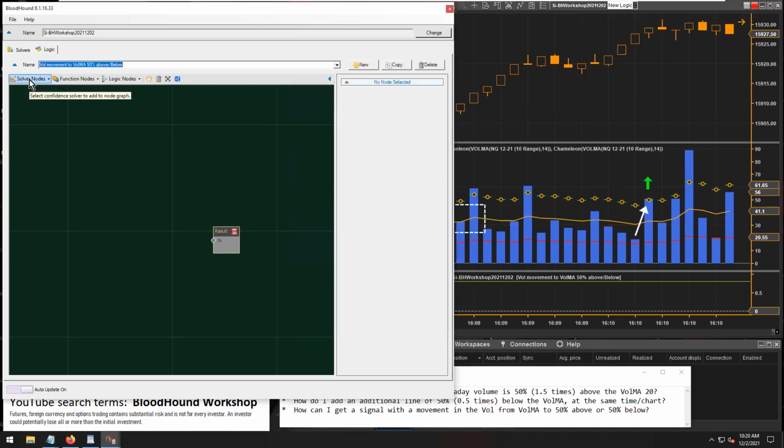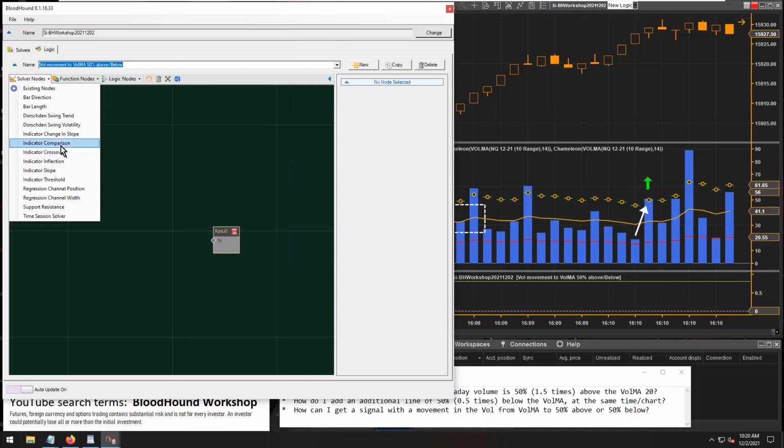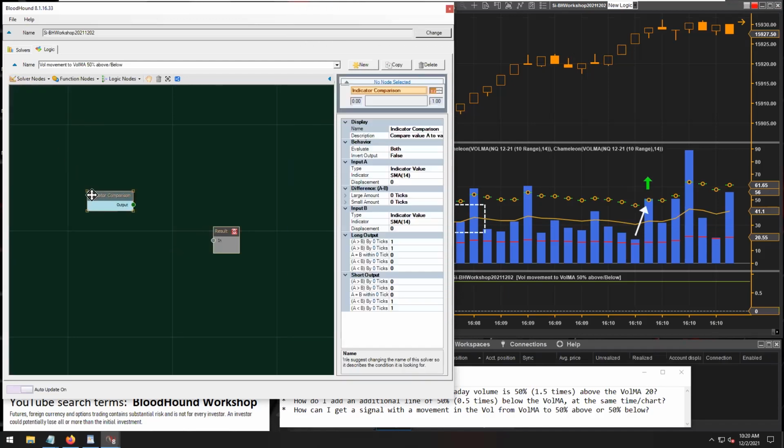So we'll grab a couple of comparison solvers and set them up to do this. All right, let's connect that in. And let's give this a name here.